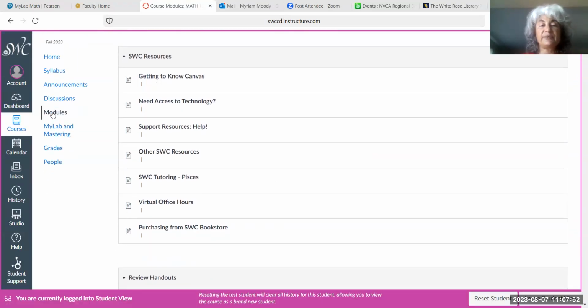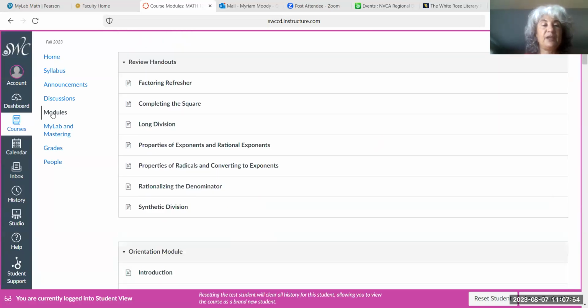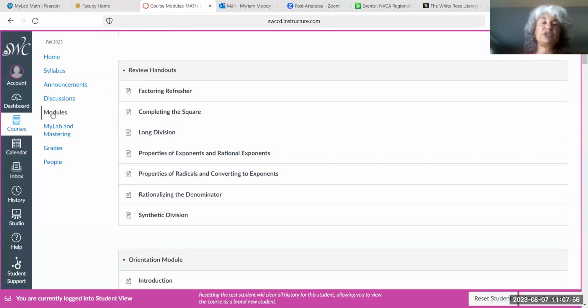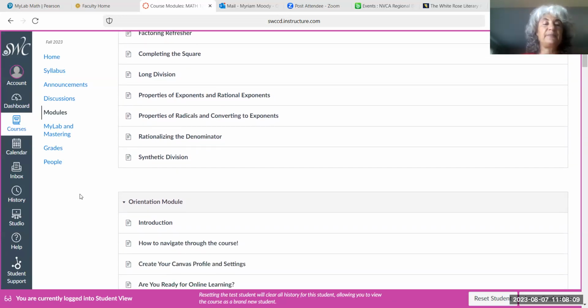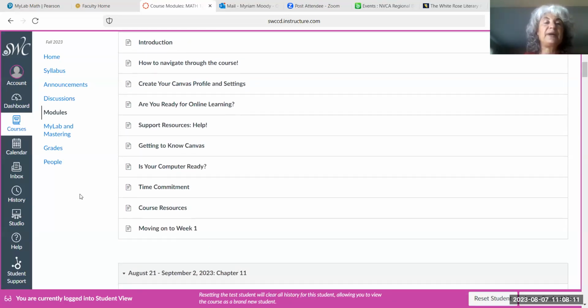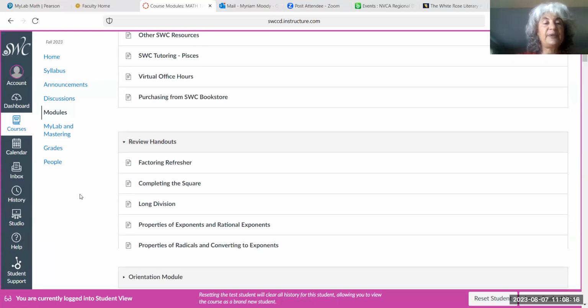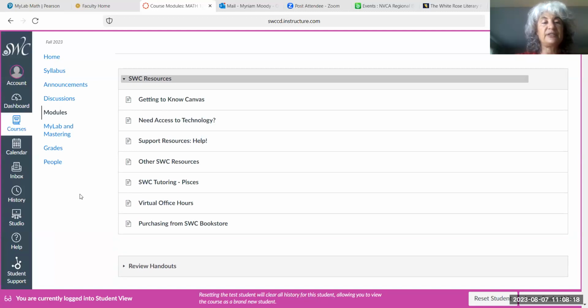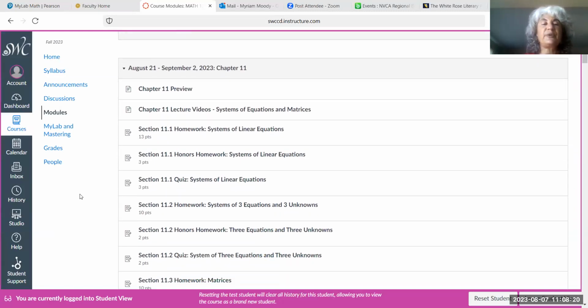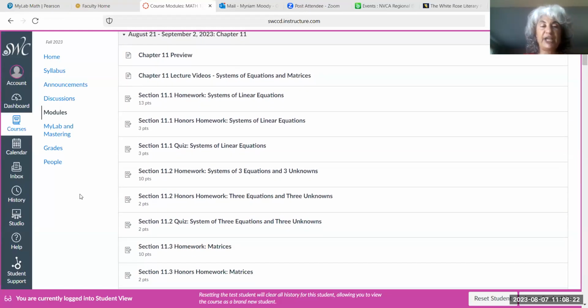Here are the resources I was mentioning. In this particular module, towards the top of all the modules, is the review handouts. So if you need a refresher on factoring or completing the square or doing long division or anything else that's listed here, I have a lecture video that you can look at to help you through that. That is above the orientation module. And by the way, you can close these up and not see them. You can expand them if you want to look at what's in there. So just FYI.